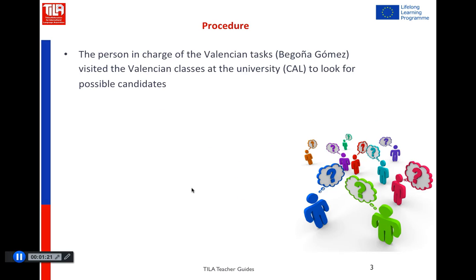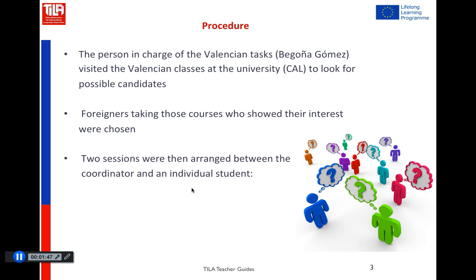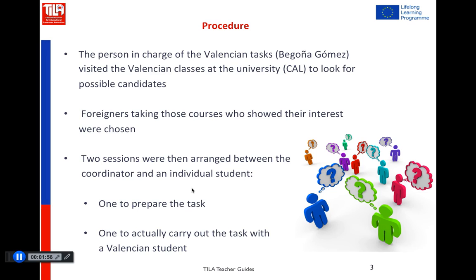Procedure. The person in charge of the Valencian tasks, Begoña Gómez, visited the Valencian classes at the university to look for possible candidates. Foreigners taking those courses who showed their interest were chosen. 2 sessions were then arranged between the coordinator and an individual student. 1 was to prepare the task, and 1 to actually carry out the task with a Valencian student.